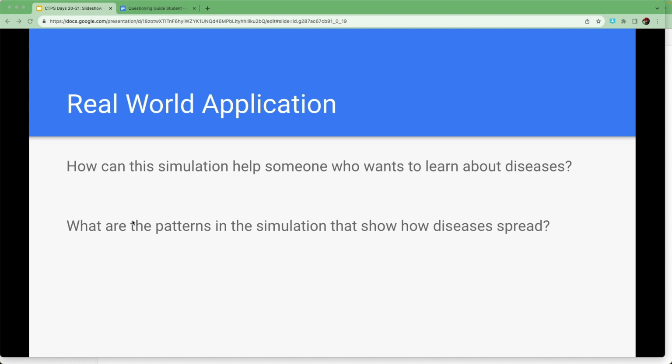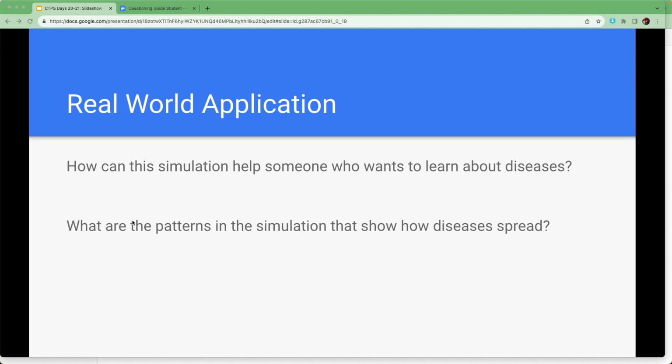Alright, so let's go over some of the possible solutions. Let's look at the first question. How can this simulation help someone who wants to learn about diseases? So, a couple different answers you could have had. There's lots of different ones. So, this simulation can help because it lets us see how diseases can spread in big groups of people. It's like a game, but it teaches you how germs move around. We can also use this to understand why some diseases spread fast and we cannot stop them. So that's one really long, eloquent answer there.